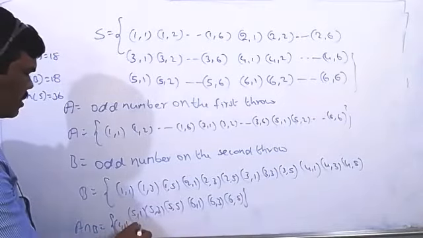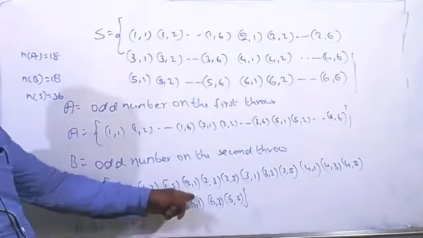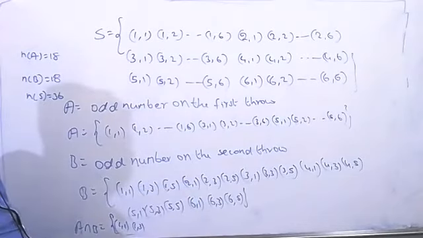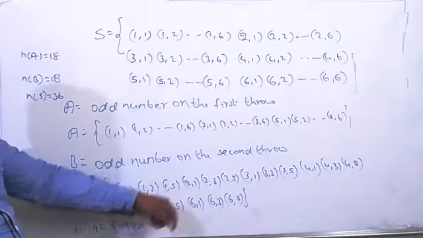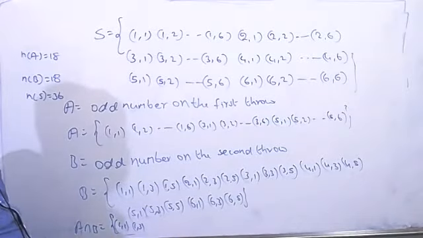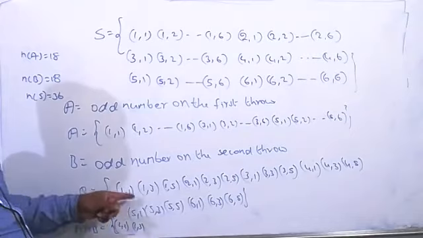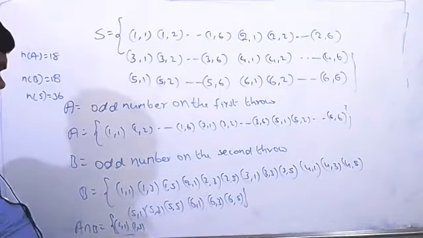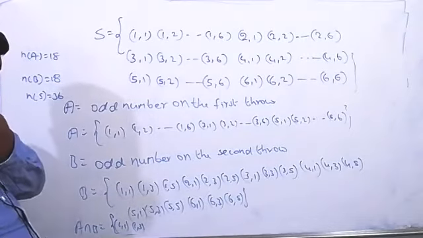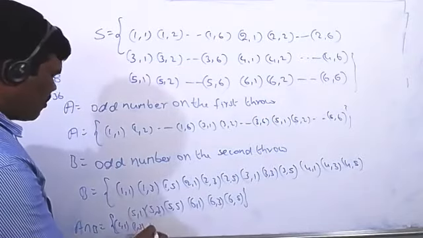Clearly 1 comma 3. I think complete this B will get. Correct? No, B we are not getting. Starting with 2, it's not possible. Starting with 3, it's okay. Starting with 5, it's fine. So 1 comma 1, 1 comma 3 and 1 comma 5.